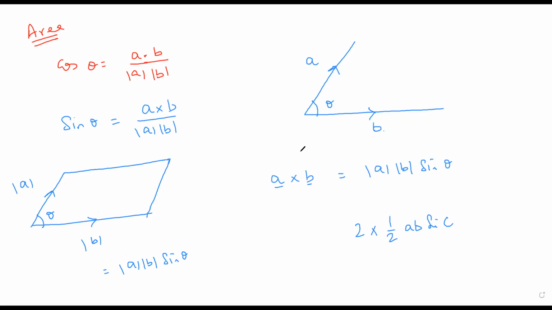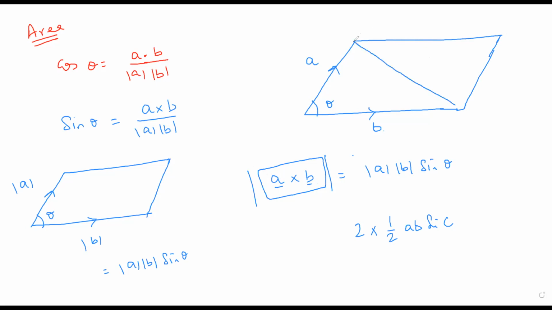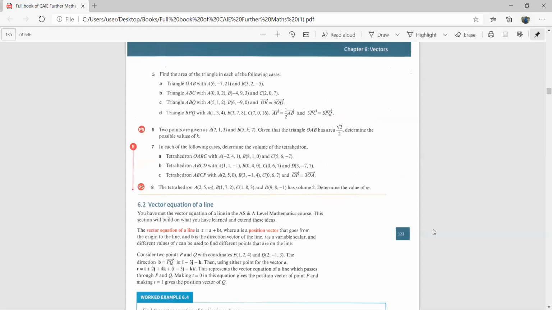Okay, so this way, if you find the magnitude of this cross product, that will give you the area of the parallelogram. We know that the cross product results in a vector, so the magnitude of that vector is the area of the parallelogram. And if you're finding the area of the triangle, then you will have to halve this. So this is half the magnitude of this vector, which is obtained through AB sine theta.